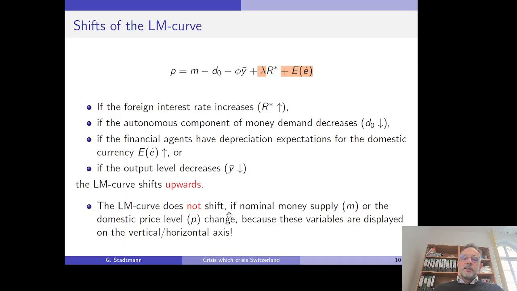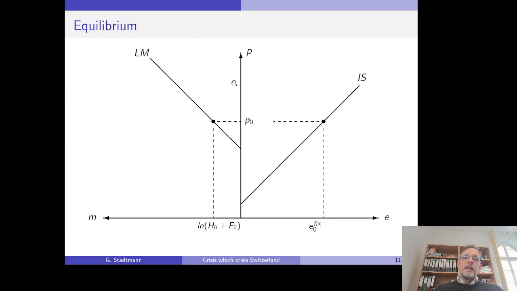The LM curve does not shift if nominal money supply changes. So if H or the F component change, then the LM curve does not shift. And also the LM curve does not shift if the price level changes, because these variables are displayed on the two axes here.